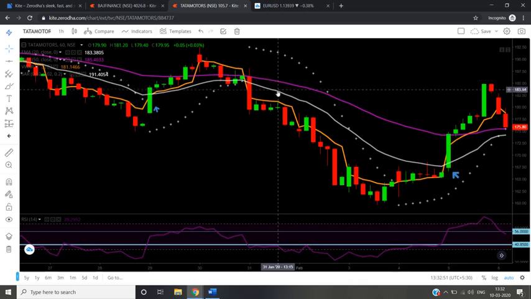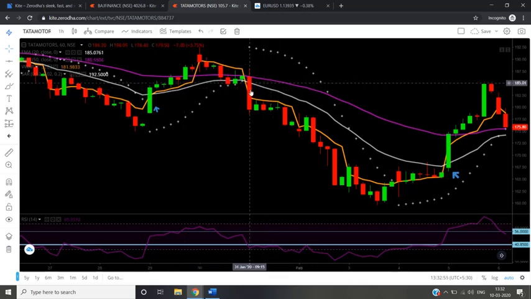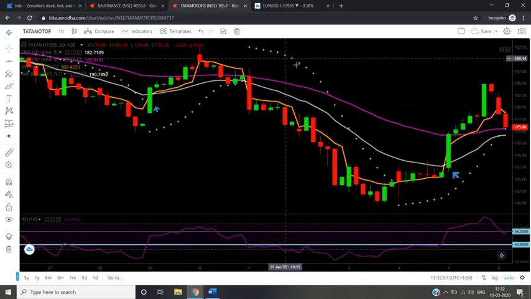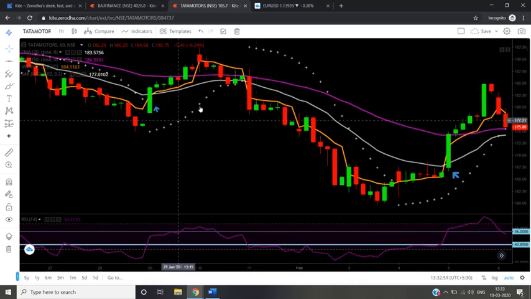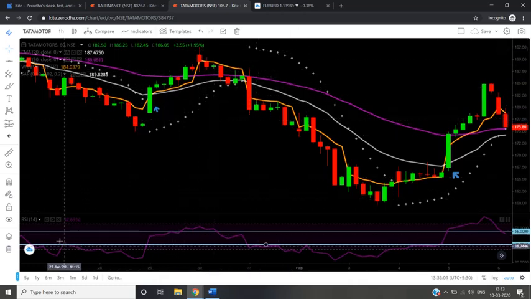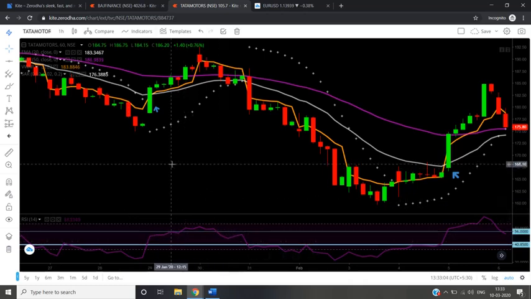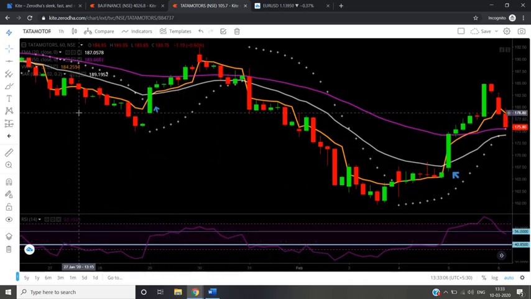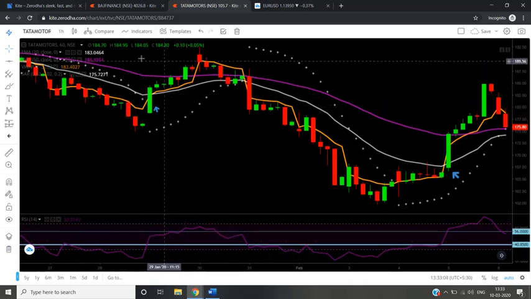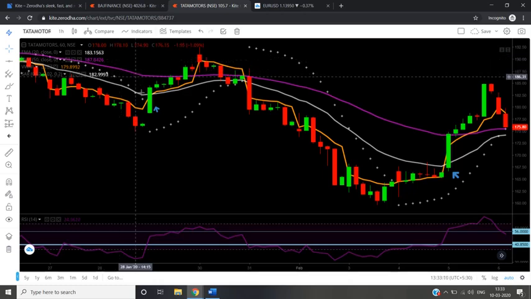So these are the two exponential moving averages. The orange line is the VWAP line. The white dots are the parabolic SAR, and I have one RSI. Right. Now I need to modify three indicators out of these. Two actually. So I have to modify these two moving averages and I have to modify the RSI.